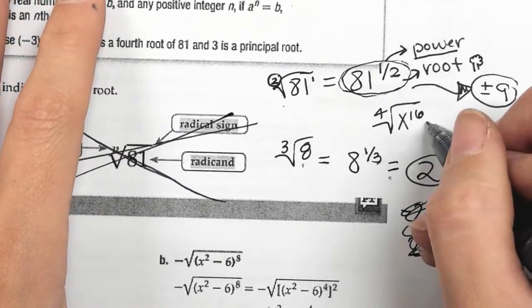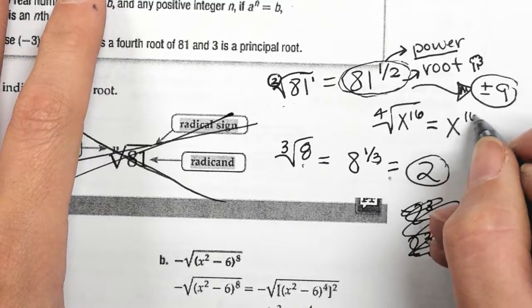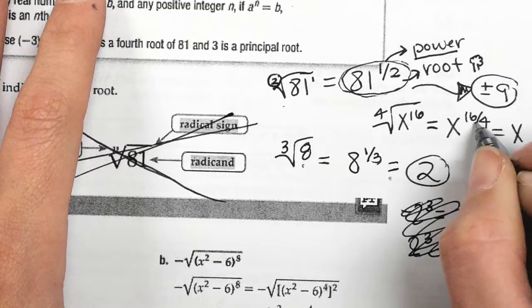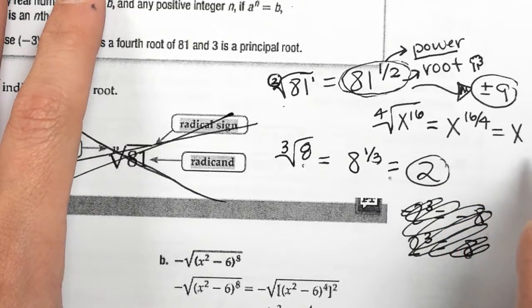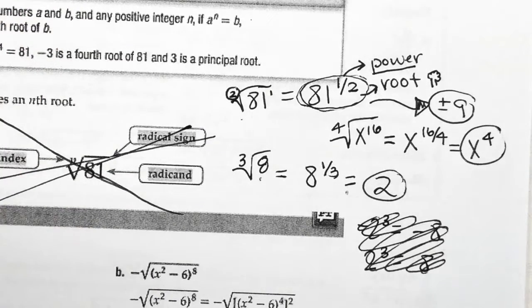All right, last one. This will be x. What's the power? Root. So this would be x to the, what's 16 divided by 4? Good. So whenever you have that, you would divide. Y'all understand the power over root thing and how to identify it? Cool. Alright, let's move on to 1A.